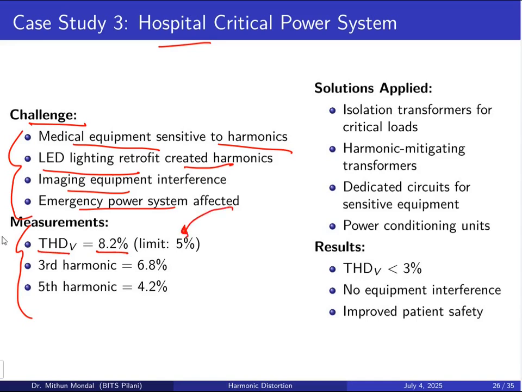So it is exceeding it. Third harmonics comprise 6.8% and fifth harmonics comprise 4.2%. So the solution which was given is basically the use of an isolation transformer for the critical load. Harmonic mitigation transformers are also used, dedicated circuits for sensitive equipment, and power conditioning units.